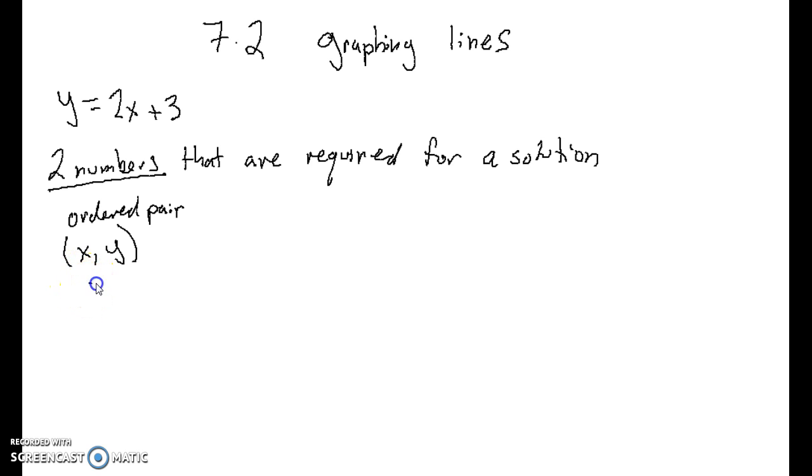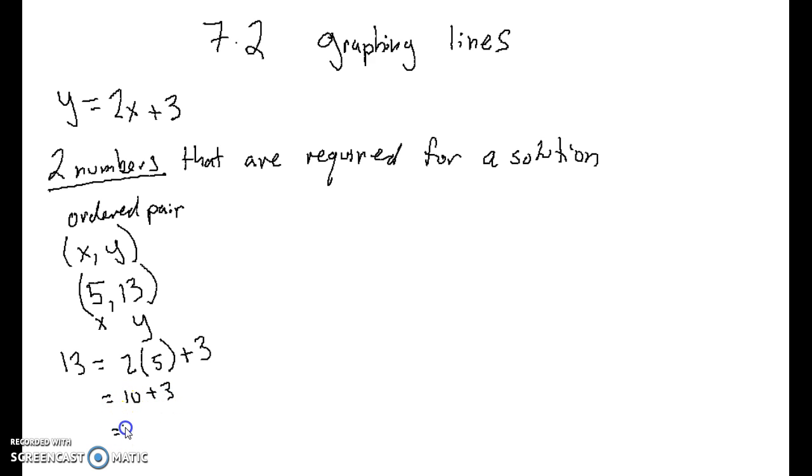An example of this would be (5, 13). This is a solution to this equation. Everywhere I see an x, I'm going to plug in 5. Everywhere I see a y, I'm going to plug in 13. So 13 is equal to 2 times 5 plus 3. 2 times 5 is 10, and 10 plus 3 gives me 13. So that is a true statement.